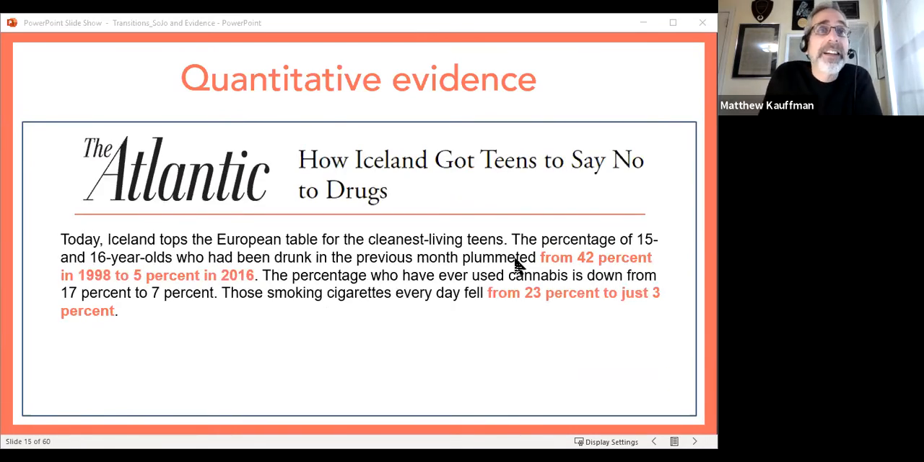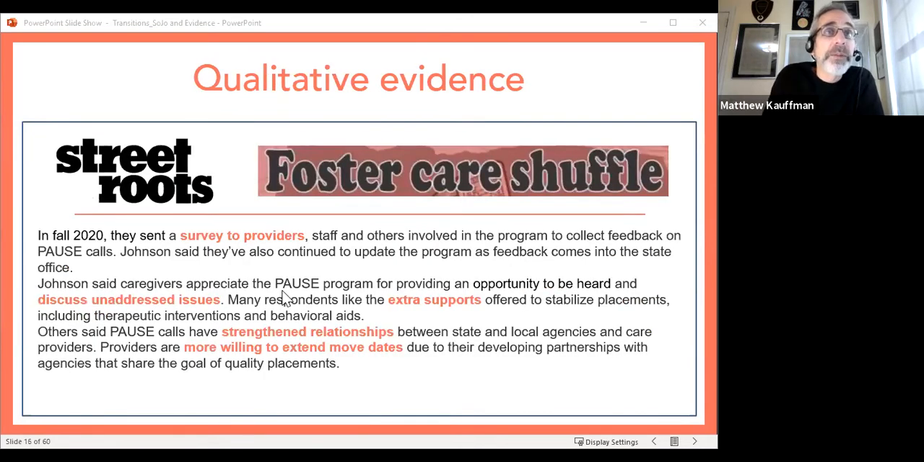Another one from the Atlantic, right? Effort in Iceland to reduce teen drug use. Very significant here. Percentage of 15, 16-year-olds who've been drunk in the previous month plummeted from 42% to 5%. That 42% number seems shocking to me, but I'm not 15 or 16 anymore. Use of cannabis down from 17% to 7%, smoking 23% down to just 3%. Again, you'd want to explain these numbers, make sure that they're in context, make sure that they're accurate. But nevertheless, a good use of numbers to provide some evidence in support of the idea that this response is working well. All right, a couple examples of qualitative evidence.